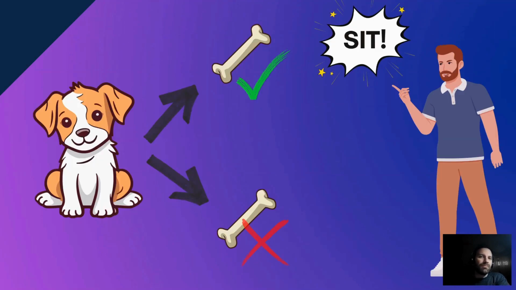So let's start simple. Imagine training a dog. When it sits after you say sit, it gets a treat. If it doesn't, no reward. So over time, the dog learns sitting equals rewards. That's reinforcement learning in simple words. But instead of a dog, we have an AI model called an agent, and instead of treats, we have numerical rewards.